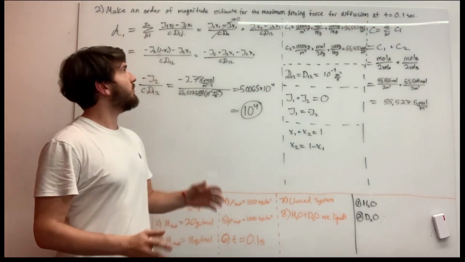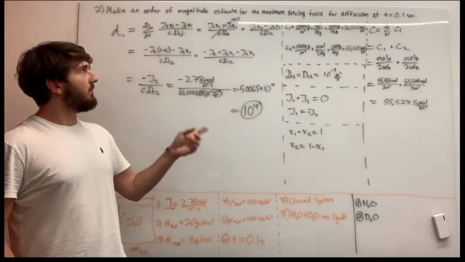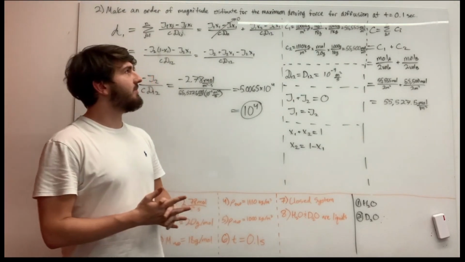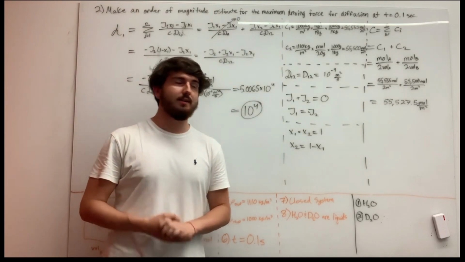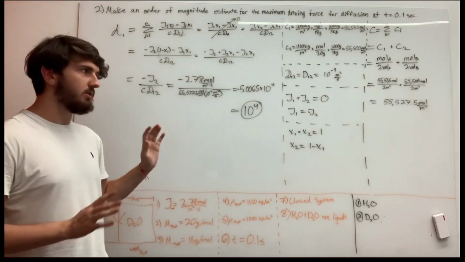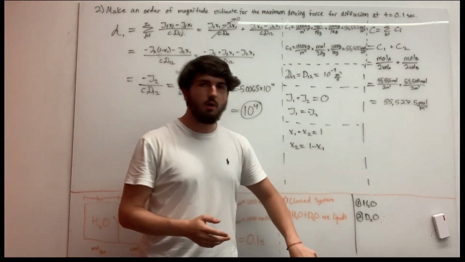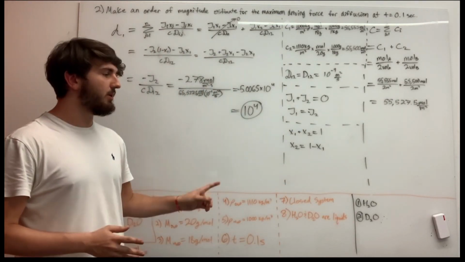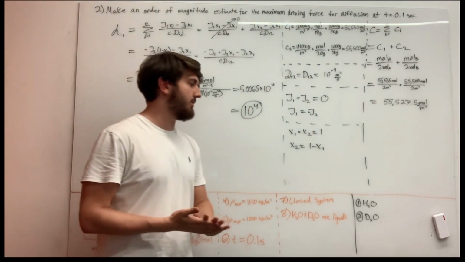So for our second problem, we are trying to find the order of magnitude estimate for the maximum driving force for diffusion at t equals 0.1 seconds. I already wrote this all out, so I'm just going to go through and explain it as I go. Two things that we need to know are we're going to have two components. Component 1 will be the H2O side, and component 2 will be D2O.